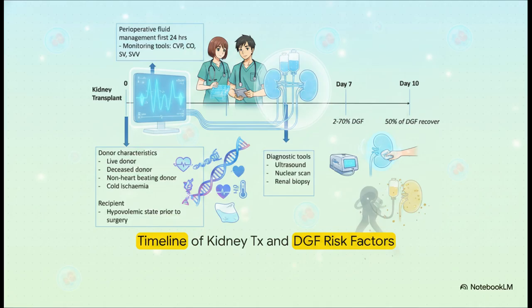Look at how perioperative fluid management is heavily concentrated in those crucial first 24 hours. The split-second interventions we make here, monitoring cardiac output, manipulating stroke volume, and central venous pressure, they directly dictate the survival trajectory of the graft long before diagnostic tools like ultrasound or biopsy even come into play at D7.